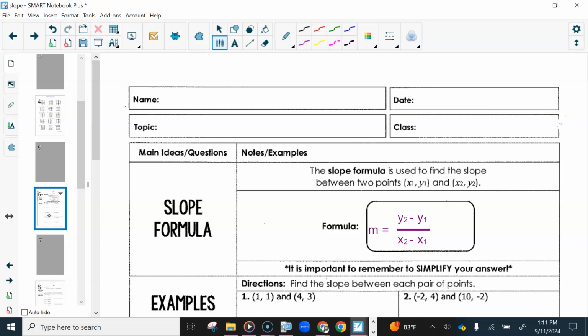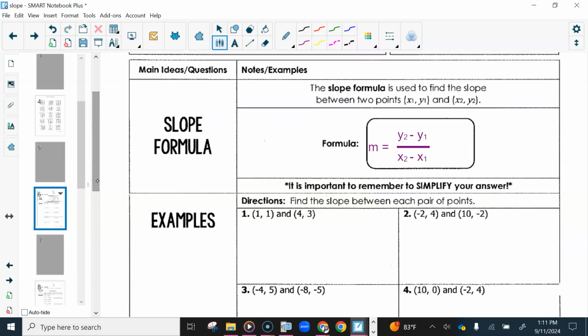So go to the slope formula and write this. We'll be using this a lot, but before we start to use it, I'm just going to talk through it in case we forget parts of it. So these come from our ordered pairs. We'll talk about that in a second.